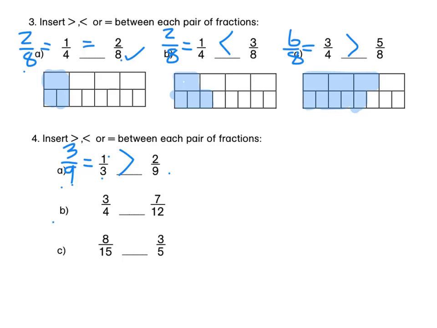For B, we've got quarters and 12ths. Now we can write this fraction as something over 12, times by 3, times by 3, and 9/12 or 3/4 is greater than 7/12. 8/15 and 3/15. Now we're going to rewrite this one here as something over 15, the one with the smaller denominator, times by 3, times by 3, and 9/15 or 3/5 is greater than 8/15.